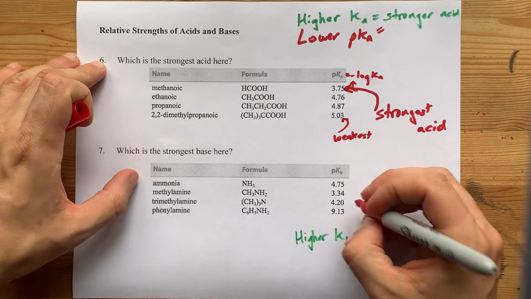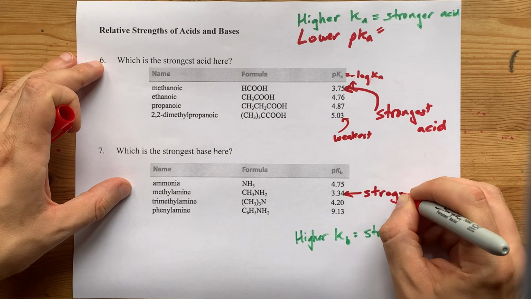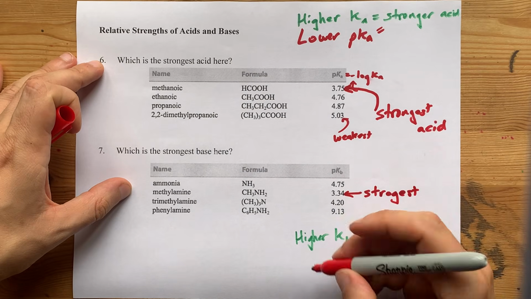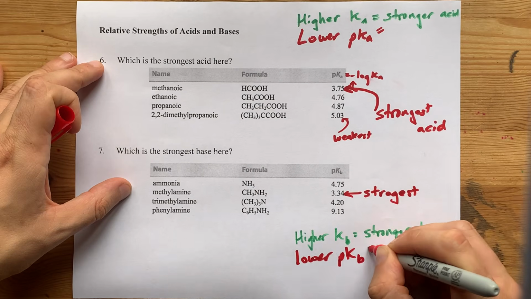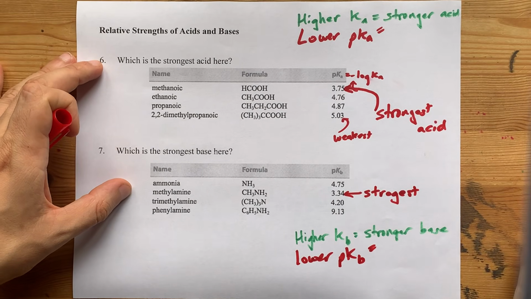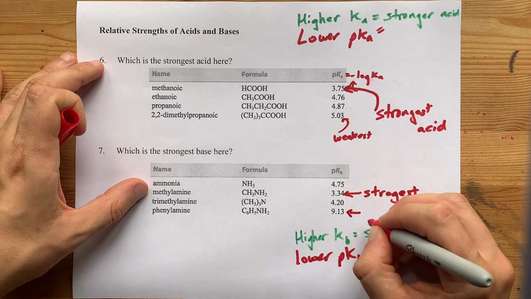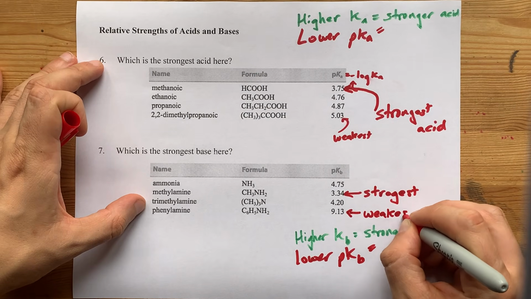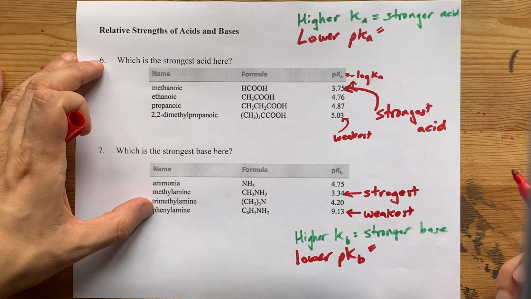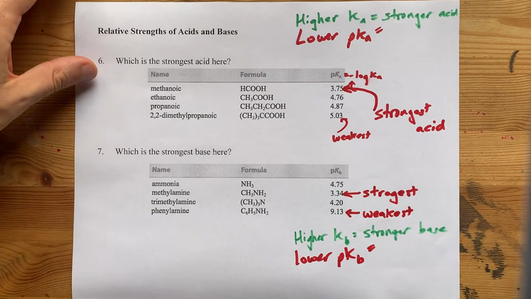The strongest base corresponds to the lowest pKb. Well, I spelled it wrong, but you get the idea. And I'll even write it here. A lower pKb also means a stronger base. It's methylamine here. And obviously, the higher the pKb, the weaker the base. So that means phenylamine is the weakest of these four. Just throwing it out there in case you have to rank your acids.